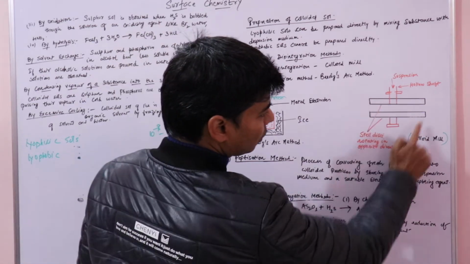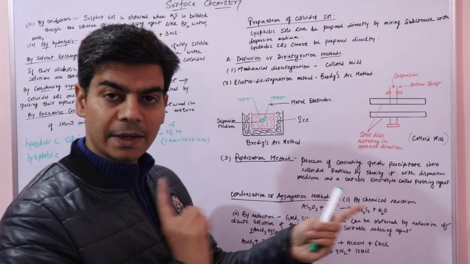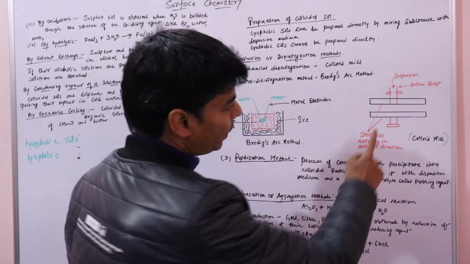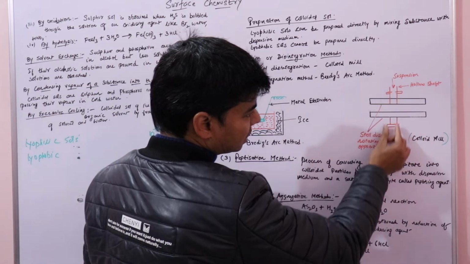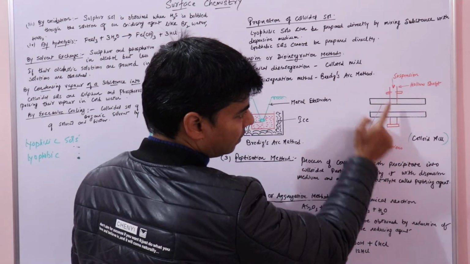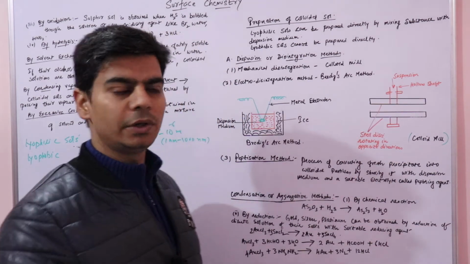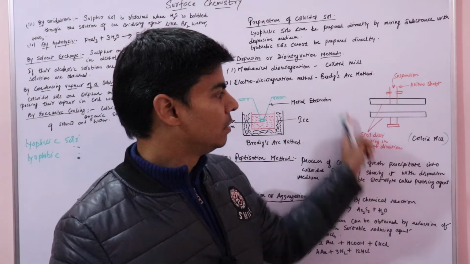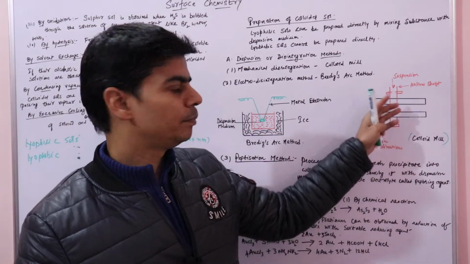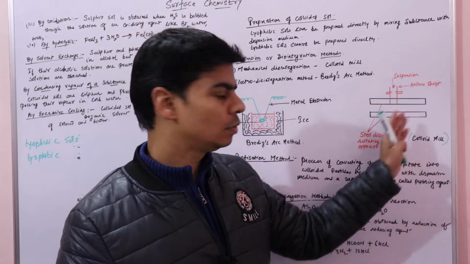The steel discs of this colloidal mill will rotate at a very high speed. When they rotate, the suspension here in the red part that you see will break into smaller particles of colloidal size. So from this we can easily prepare particles of colloidal size using a colloidal mill.